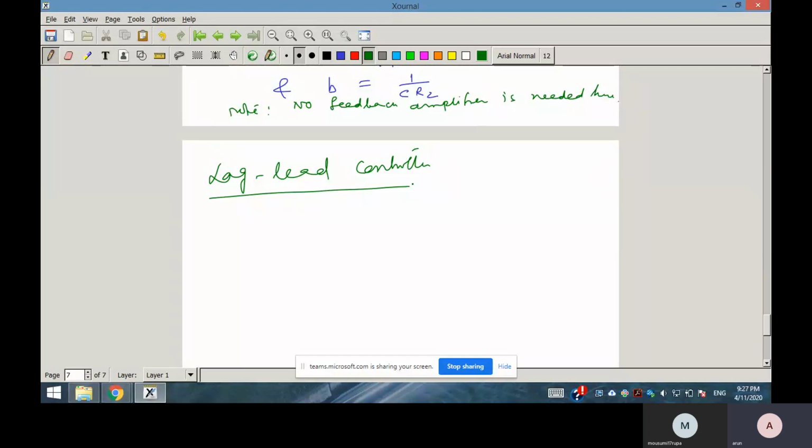Whether it will be lead-lag or lag-lead to provide gain attenuation as well as phase lead, that we will see. So here the objective, as I said, is to provide phase lead as well as gain attenuation at a particular frequency.